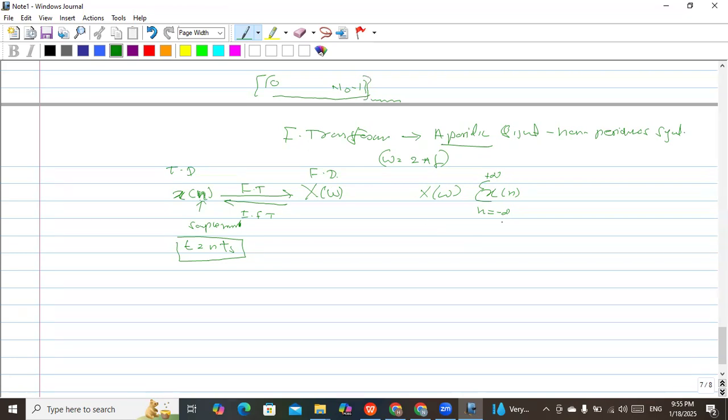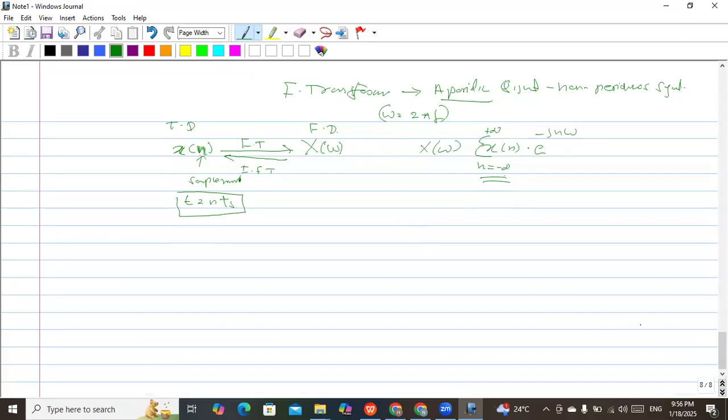So that is why we take n from minus infinity to plus infinity of x[n], multiplied by e to the power minus j omega n. Once you apply the sum over n here, your answer will be in terms of omega. So this is the Fourier transform.